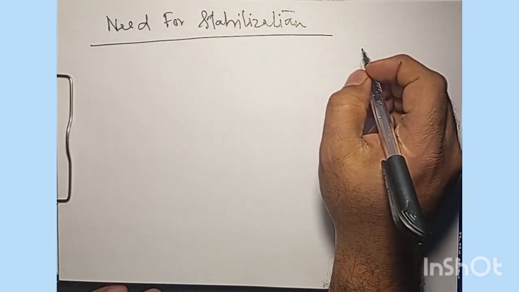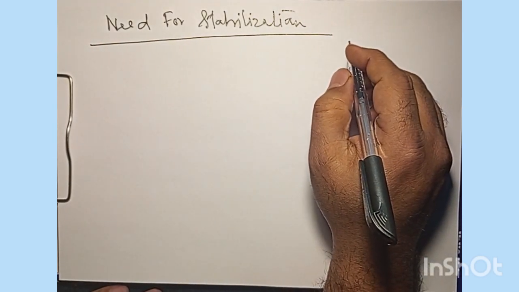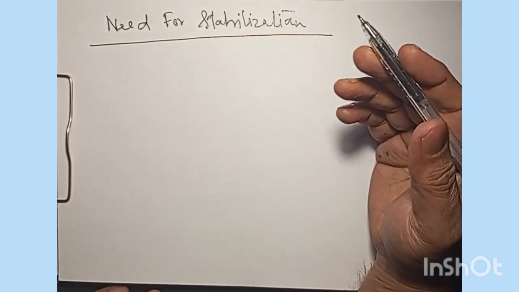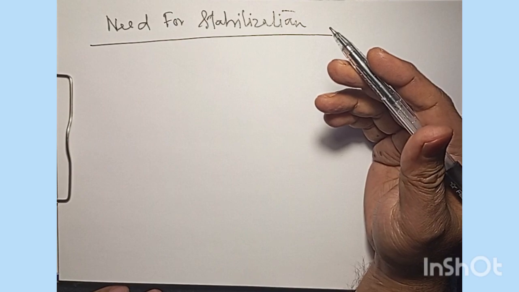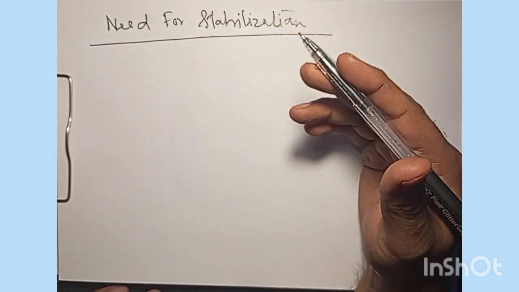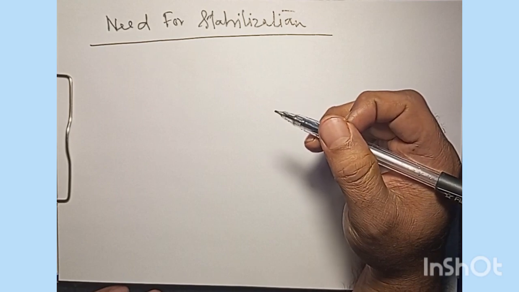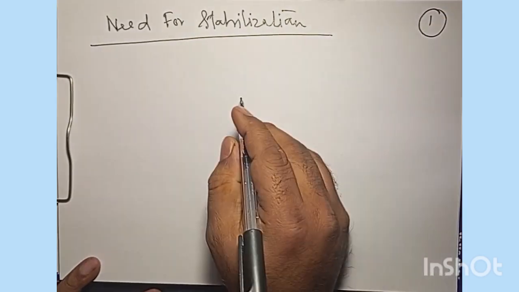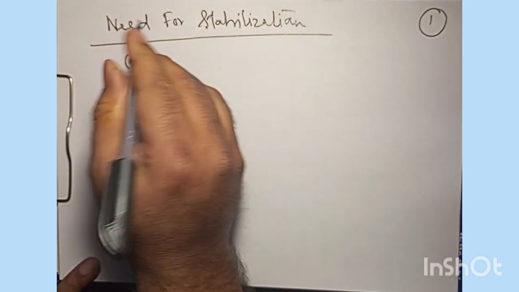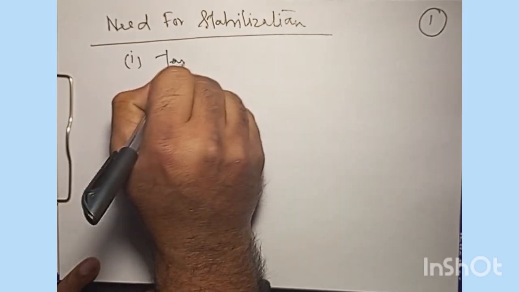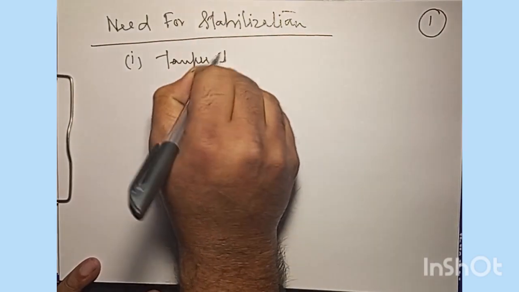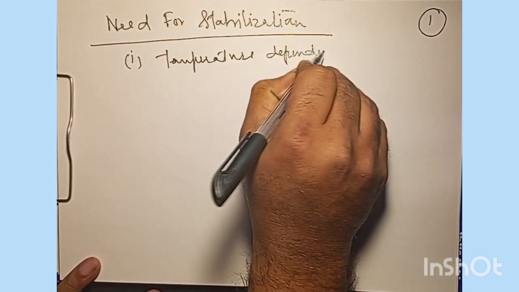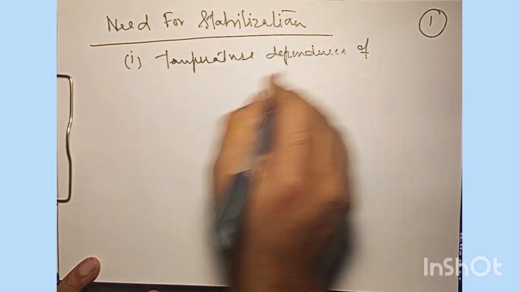Now in this video we'll be talking about why we need stabilization and what could be the various parameters that really persuade us to go for stabilization of transistors. Now the very first important thing is the temperature dependence of collector current.